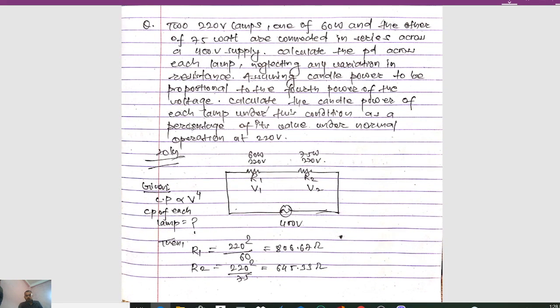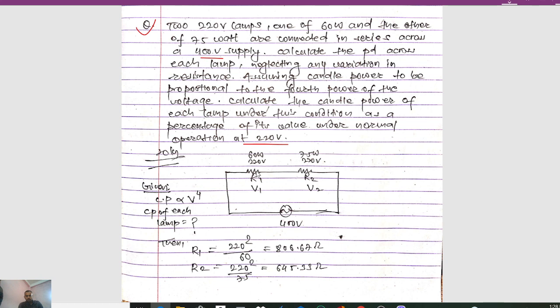And this is also one of the important numericals, and it is frequently asked in the exam. Here we have two 220 volt lamps, one of 60 watt and the other of 75 watt, connected in series across a 400 volt supply. Calculate the potential drop across each lamp, neglecting any variation in the resistance, assuming candle power to be proportional to the fourth power of the voltage, and calculate the candle power of each lamp under these conditions as a percentage of its value under operation at 220 volt.